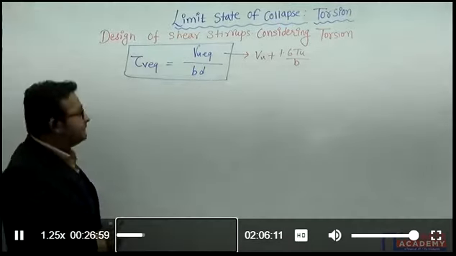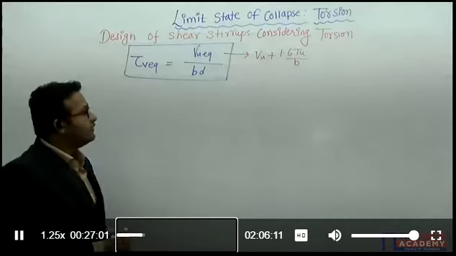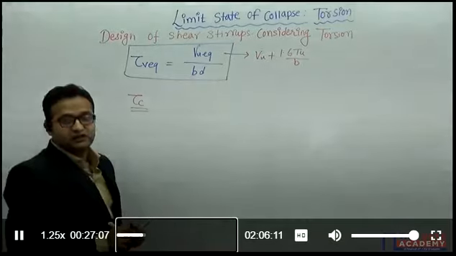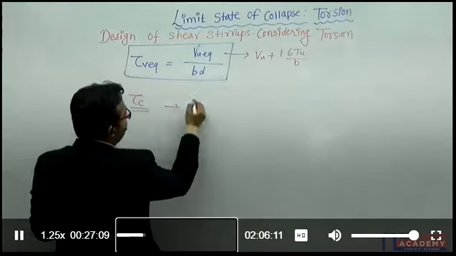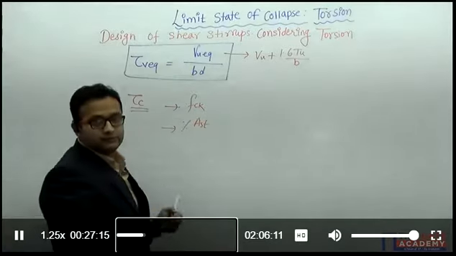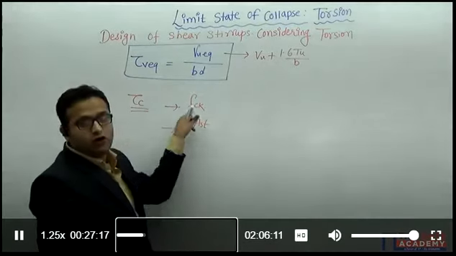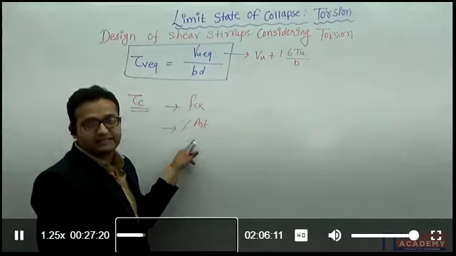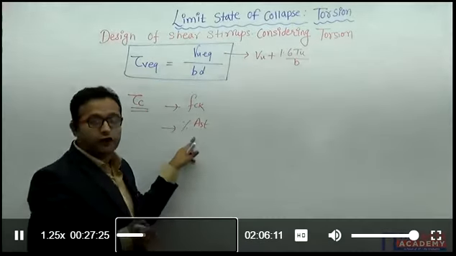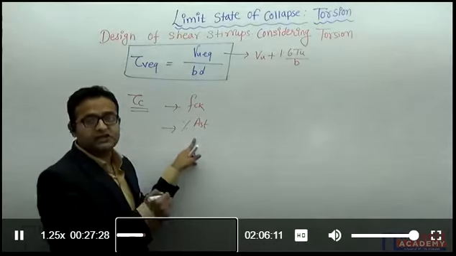Now we will see tau c. Tau c is the shear strength of concrete. We know the shear strength of concrete without providing the shear stirrups. It depends on grade of concrete as well as the percentage of AST. Right? It depends upon the grade of concrete as well as the percentage AST provided in the longitudinal, in the tension zone. This is the percentage of longitudinal reinforcement provided in the tension zone.